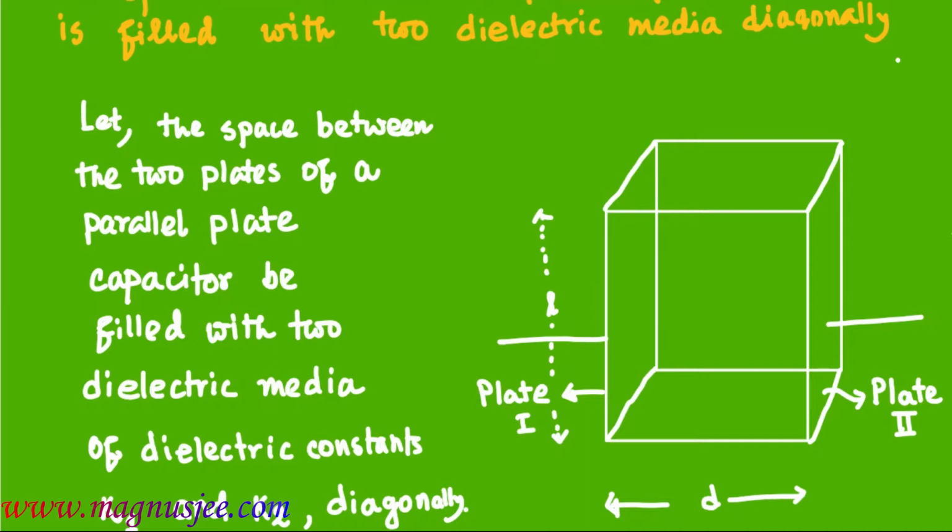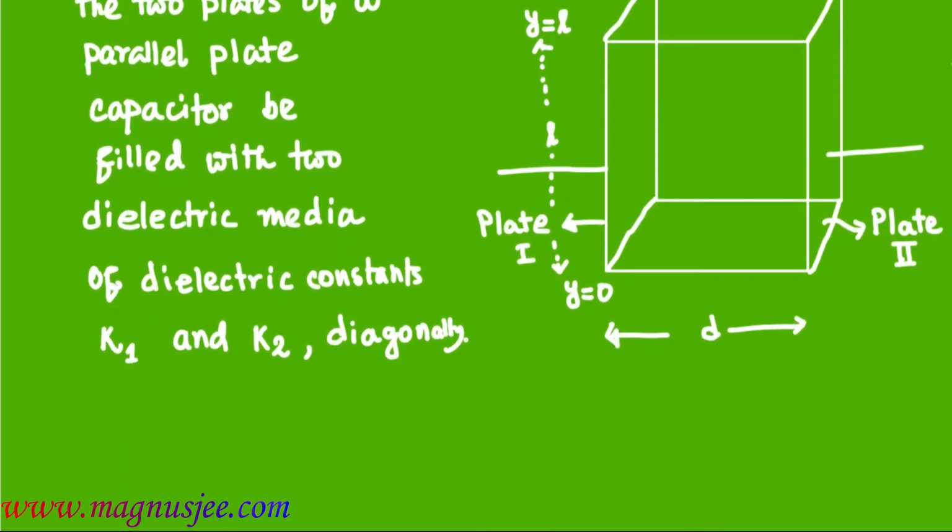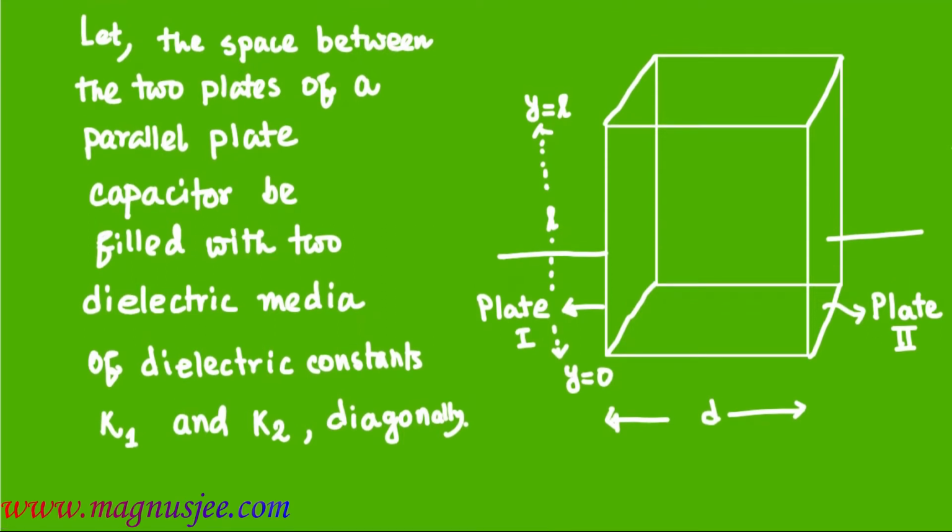At the lowest point of each plate, the vertical distance is y equal to 0, and at the highest point, the height will be y equal to L. At the point at which y equals 0, x is also 0, and at the other end, at plate 2, x is equal to d.